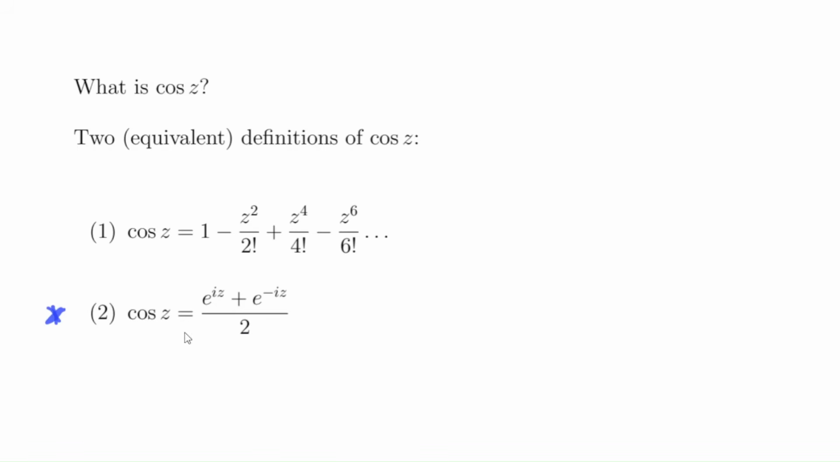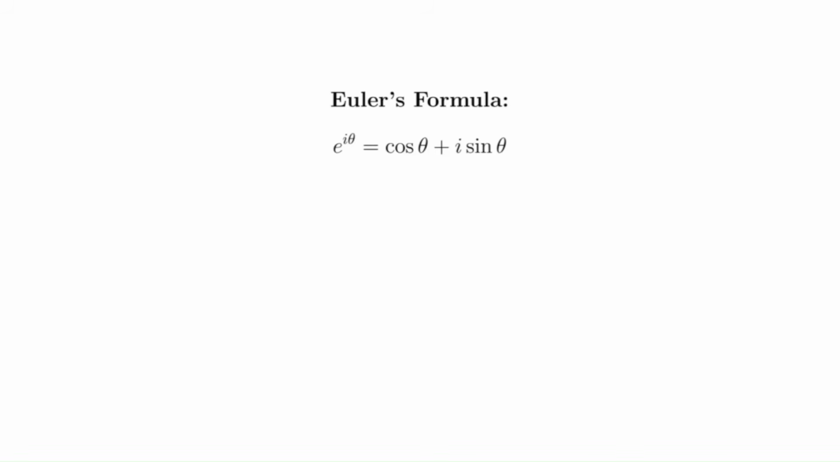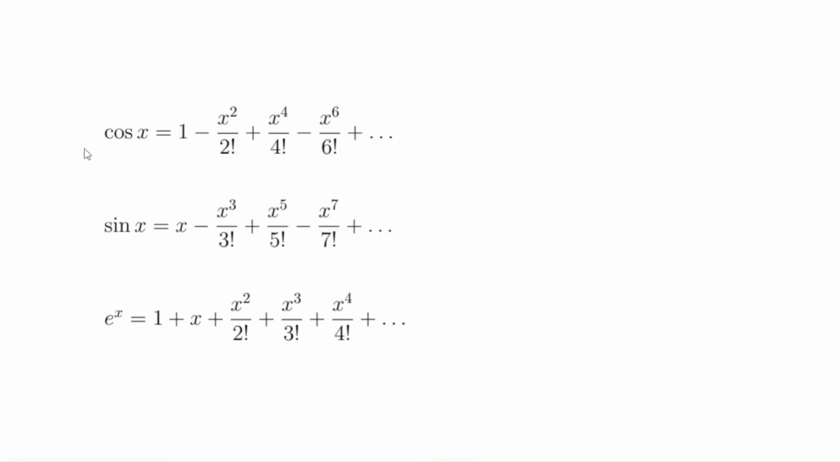So where does this definition come from? Well, it turns out it comes from Euler's formula, which is this wonderful little identity that says e to the i theta equals cosine theta plus i sine theta. But where does this come from? Well, it comes from these three power series.